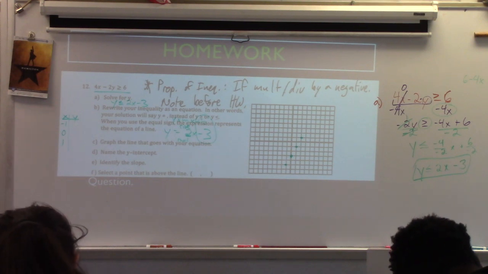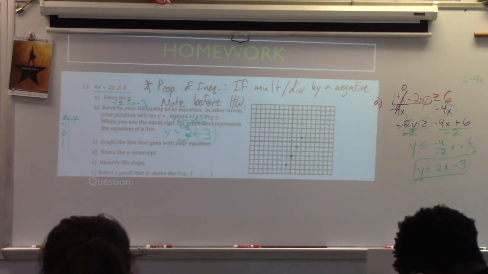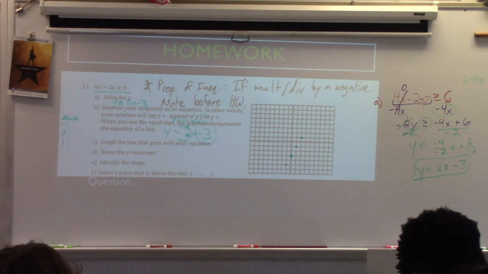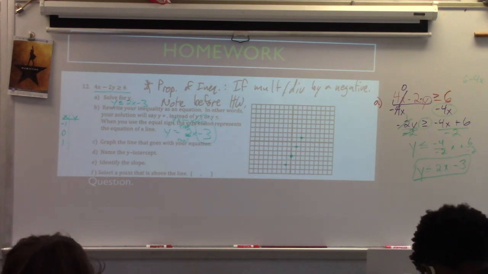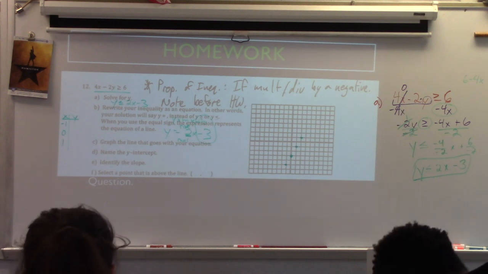What happened? What did you do on the graph? I was getting my phone to take a picture. I used my slope and my y-intercept to graph a few points. So that you'd start at -3, and then you go up 2 and over 1, to the right one, because it's positive.